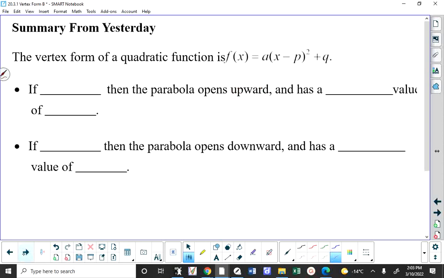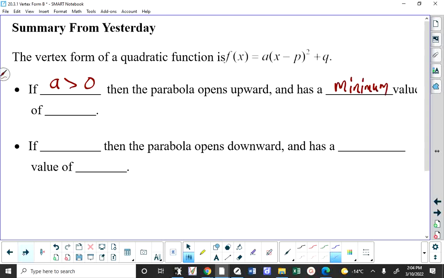If the vertex form is that, okay, this is just a continuation. If the parabola opens upwards, that must mean that a is greater than 0. And if it's opening upwards, then there is a minimum value.